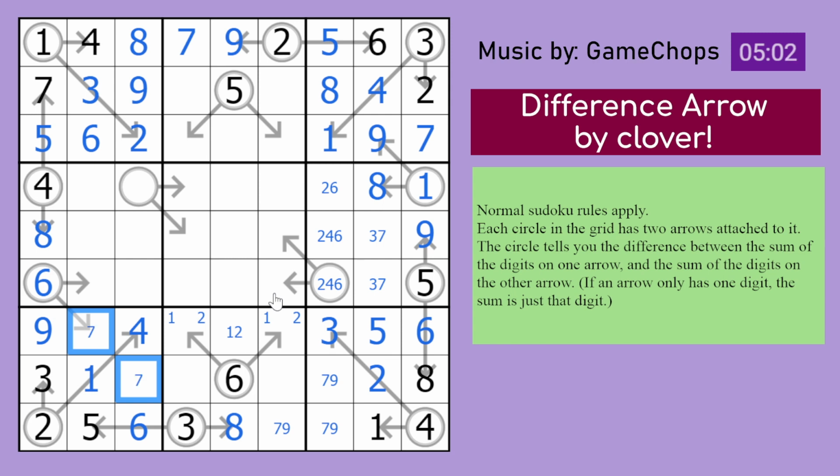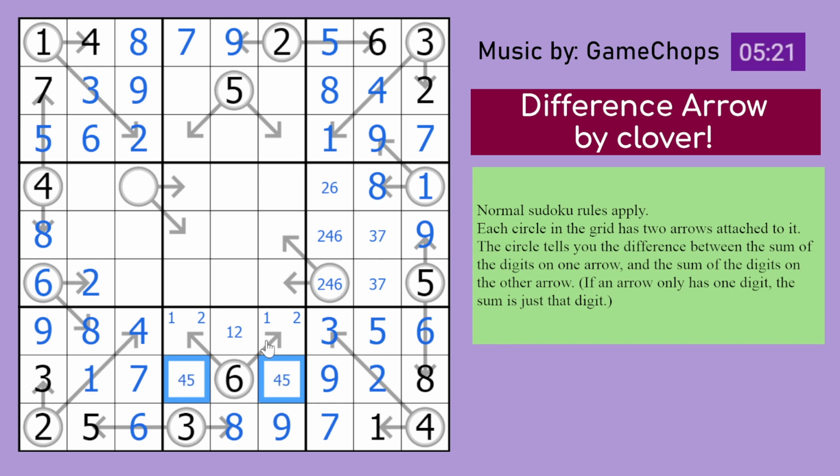7 and 8, sorry. And so this I don't think can be 7 because that will be forced to be 1, which breaks. So this must be 8, which is next to 2. This 7 here resolves all of this. And that is a pair. 4 and 5? Yes, 4 and 5.